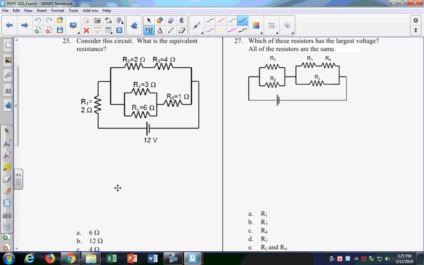If you're starting to get a lot of long decimal numbers, you probably went wrong. That's not true on all the questions, but it'll be true on this one. Okay? I think that's true. The very final answer might be a fraction, but most of the numbers are going to come out even. So let's try this one. I start with this part and this part. A 2 and 4 in series, that's 6.